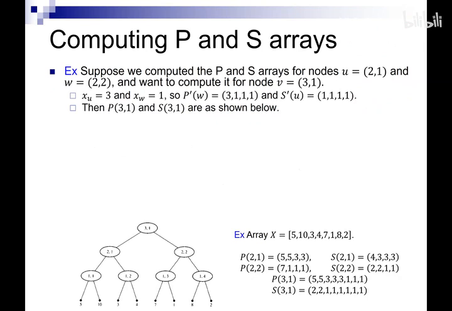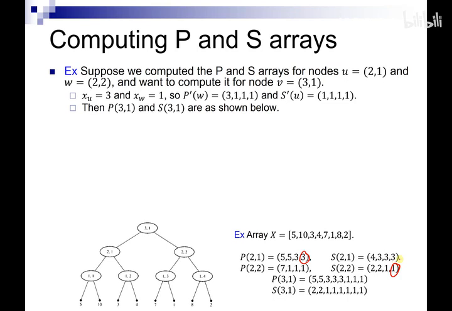So let's give an example of this. Suppose we've already computed the P and S arrays for these two nodes, the 2, 1 node and the 2, 2 node. And now we want to compute the P and S arrays for this node 3, 1 over here. So we're first going to take the final value from P of 2, 1. So that's going to be the 3. And we're also going to take the final value from S of W, which is going to be the 1.